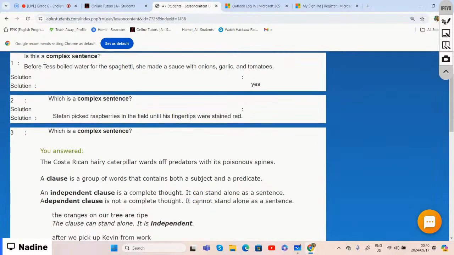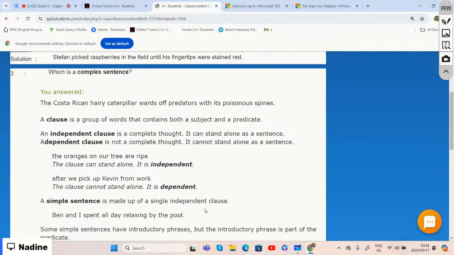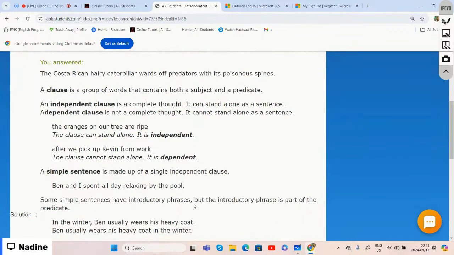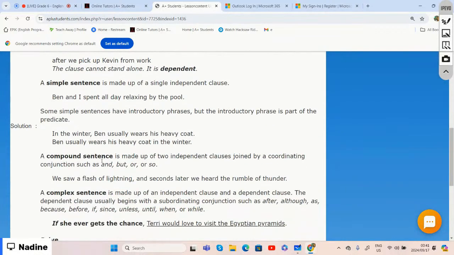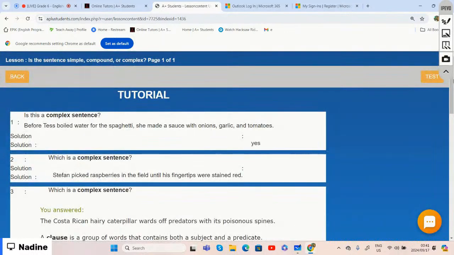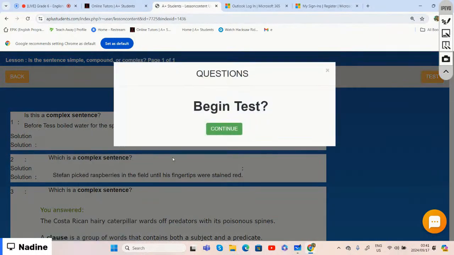We said a simple sentence, right, can stand on its own, and it has one independent clause. It has both a subject and a verb. Whereas a compound sentence is made up of two independent clauses joined by a coordinating conjunction, such as and, but, or, so. And then a complex sentence is made up of an independent and a dependent clause. And our dependent clause begins with a subordinating conjunction, such as after, although, as, because, before, if, since, unless, until, when, or while. All right, so now we're going to select the simple, compound, or complex sentences.